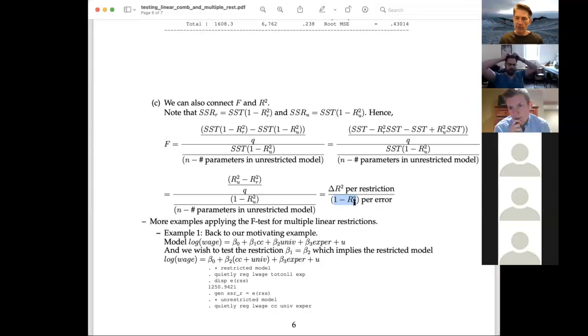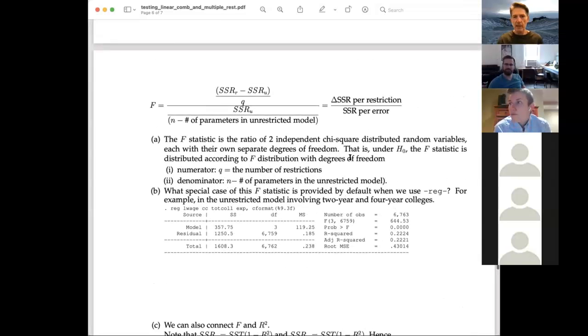Okay, my issue was that I totally forgot that n minus the number of parameters, the degrees of freedom, was just essentially taking the average. Okay, that makes a lot more sense. All right. And you're basically doing the same thing here. It's the change in SSR divided by the average SSR.